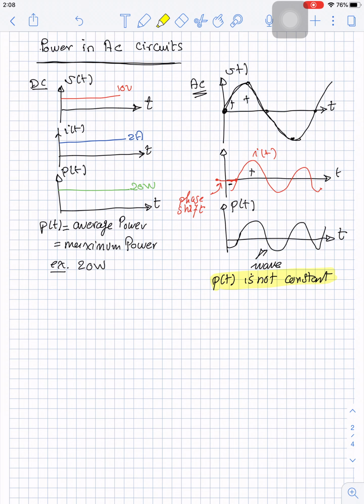And this is the big difference between DC and AC. In DC, you take a smooth, pure, constant power. In AC, you take an oscillating power. Okay? So this is the big difference between AC and DC. So first, I need you to have this in mind, that the power in AC circuits is not constant. It is variable with time.